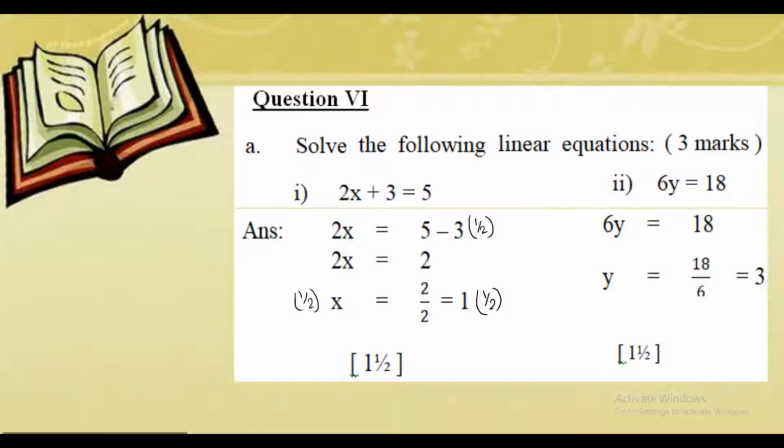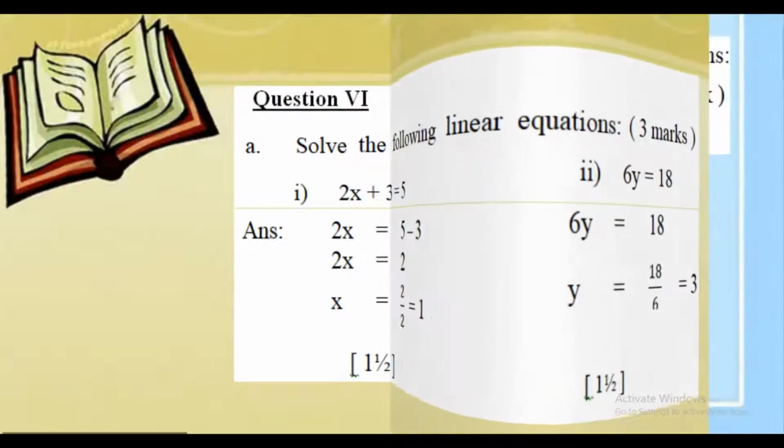Next question, 6y equal to 18. There is only one change in this question. 6y equal to 18, 6 into y equal to 18, or y is equal to 18 divided by 6, which is equal to 3. This transposition carries 1 mark, and the answer carries only half mark.